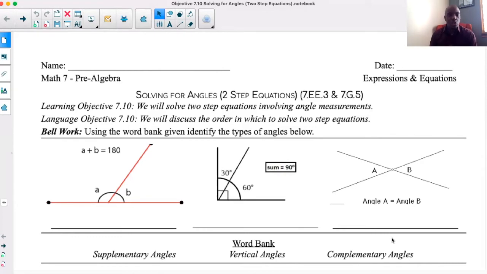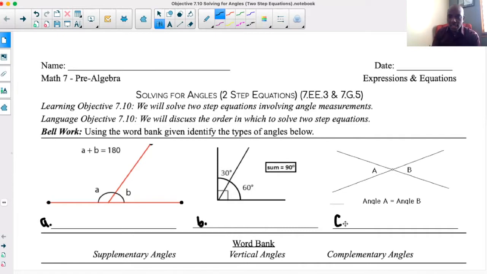Awesome. All right, so what we have here is this. We're asked to solve for angles. Now, before we go to solve for angles, we have to review certain types of angles. So I've given you three scenarios, right? The first one, let's do a little bit of labeling here. Let's say that this one's A, B, and C, okay?